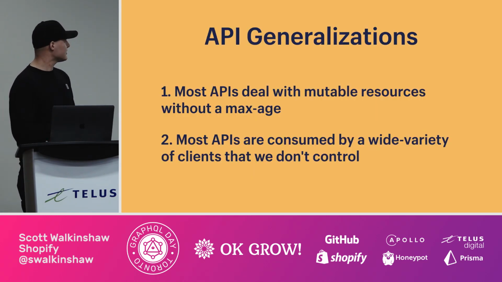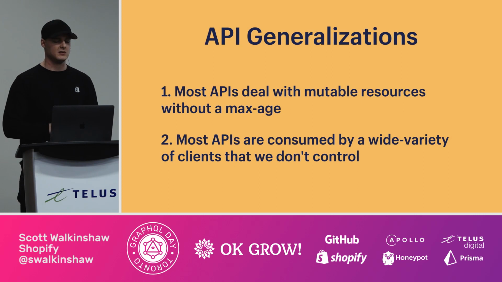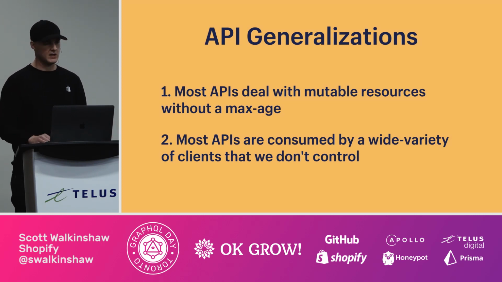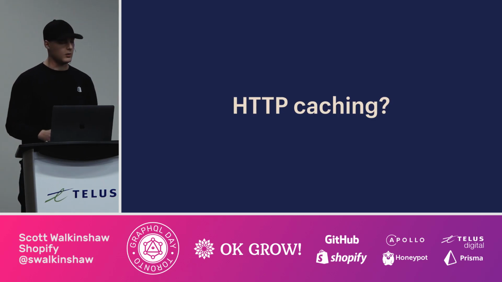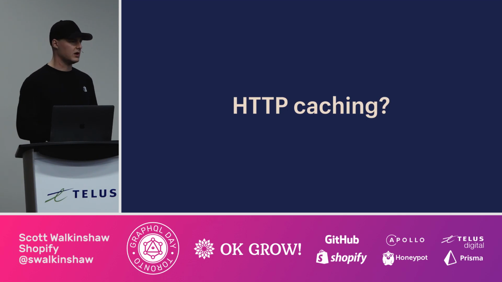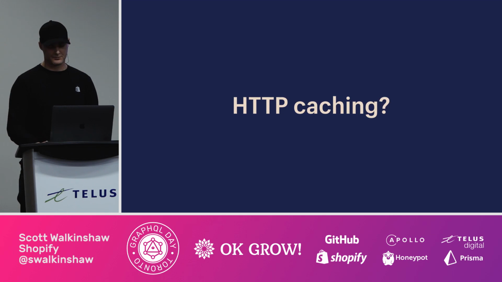And this kind of leads to my second generalization, is most APIs are consumed by a wide variety of clients that we don't control. And so ideally, any client can benefit from caching without having to do anything. So I want to be very clear that HTTP caching is very useful in some situations, just a little less so for APIs. And I hope that I've shown that it's not the end of the world, that we can't use it with GraphQL. I mean, you could, but it's not the best fit.